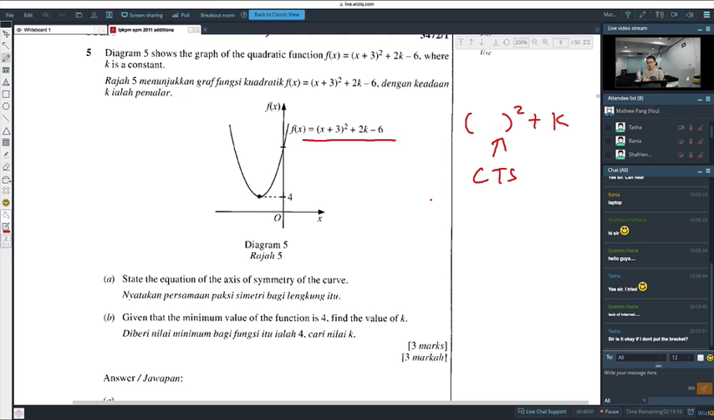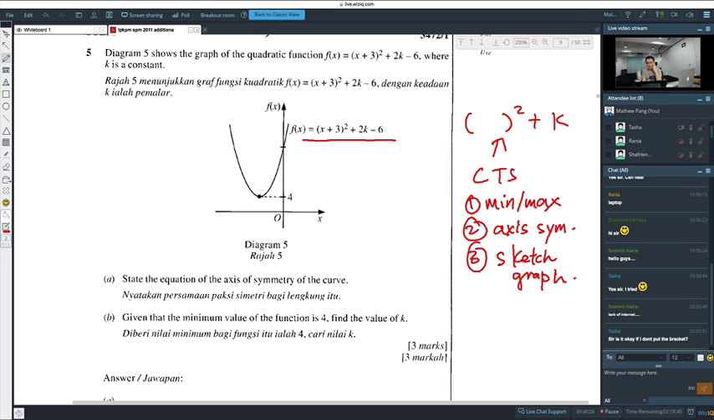When you complete the square, you can get a few pieces of information. First, you can easily get the minimum or maximum value of the equation. Second, you can easily get the axis of symmetry. Third, the purpose of completing the square is to help you sketch the graph, so you can sketch the graph by yourself. Let's come into this equation.